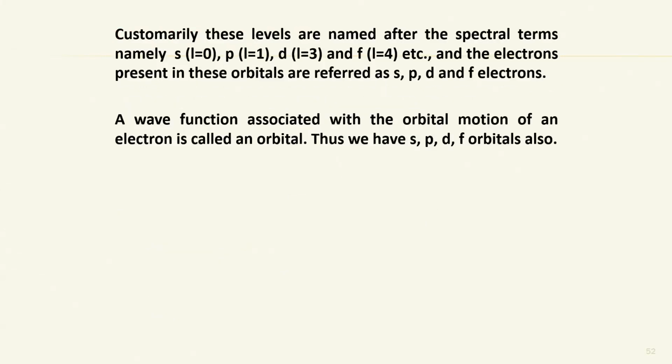So, customarily these levels are named after the spectral terms that are obtained in the spectrum, and in the spectrum we define the spectral terms as S, P, D and F. So, they are the jargons of spectroscopists. The spectroscopists describe it as S, S means L is equal to 0, orbital angular momentum, and P means L is equal to 1, D is L is equal to 2, F is L is equal to 3, etcetera, and the electrons present in these orbits are referred to as SPDF electrons.